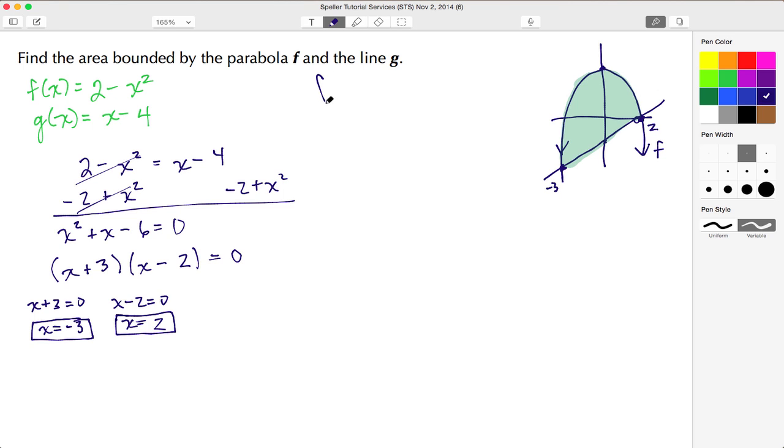All right, so let's go ahead and set up our integral. We know the integral is going to go from a lower bound of negative 3 to an upper bound of 2, and we're going to place in our functions, but we need to figure out which function is larger. Is it function f or is it function g? Over the interval negative 3 to 2, we see that function f is at the top, so function f has to be listed first.